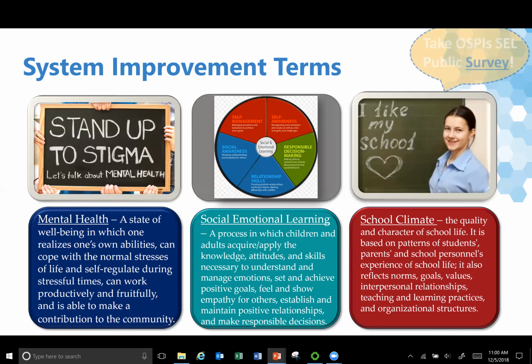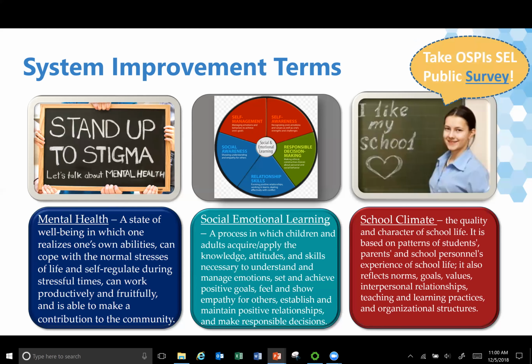And then last but not least, I wanted to provide you with an opportunity if you are interested in joining the OSPI Social Emotional Learning work group.